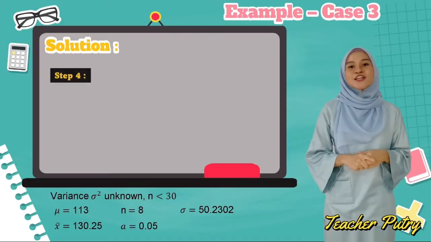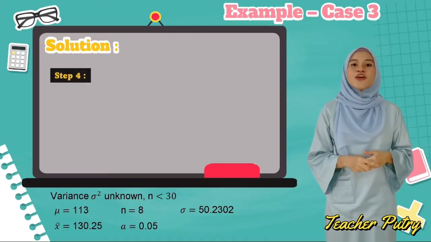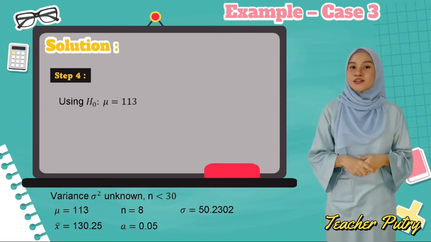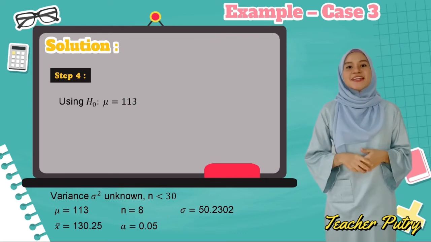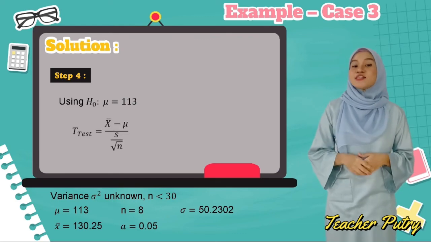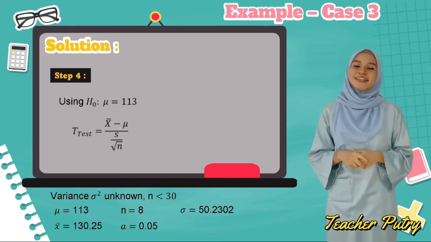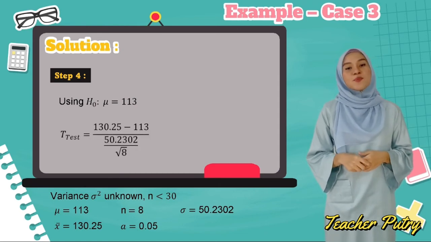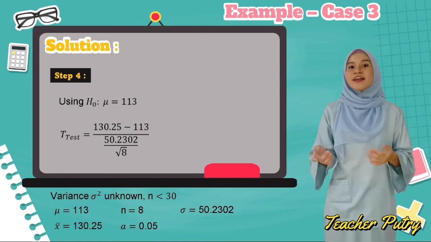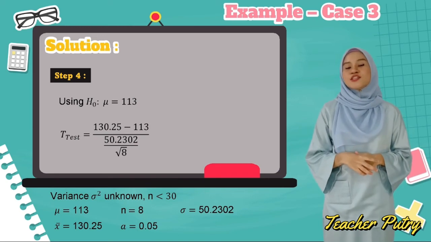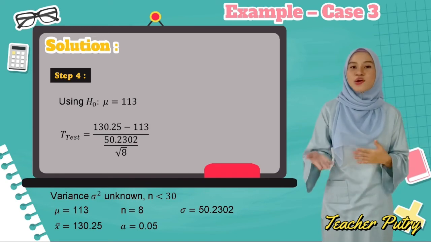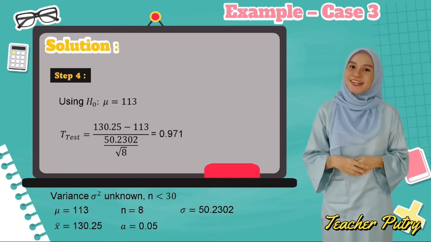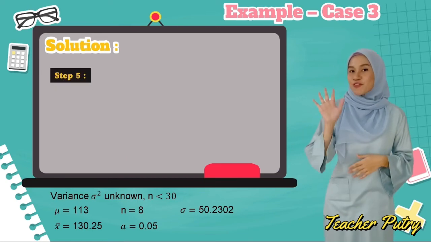Now we continue with step 4, computing the value of the test statistic using H null: mu equals 113. Then we need to calculate the t-test using this formula. Now we substitute the values: mean 130.25 minus mu 130, over standard deviation 50.2302 divided by the square root of n, where n equals 8. The answer is 0.971.